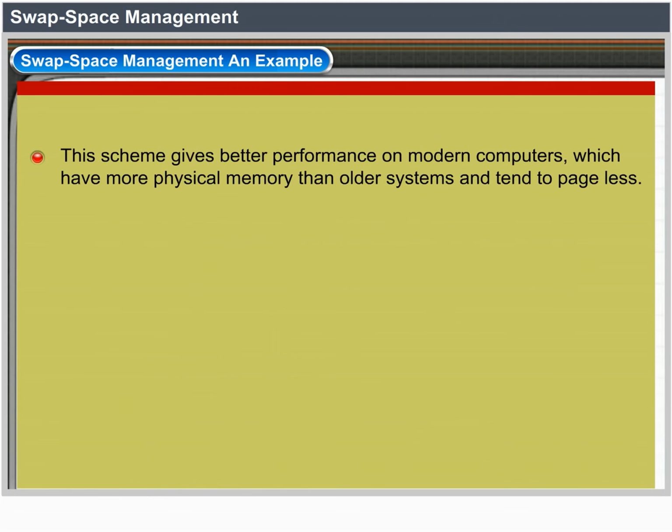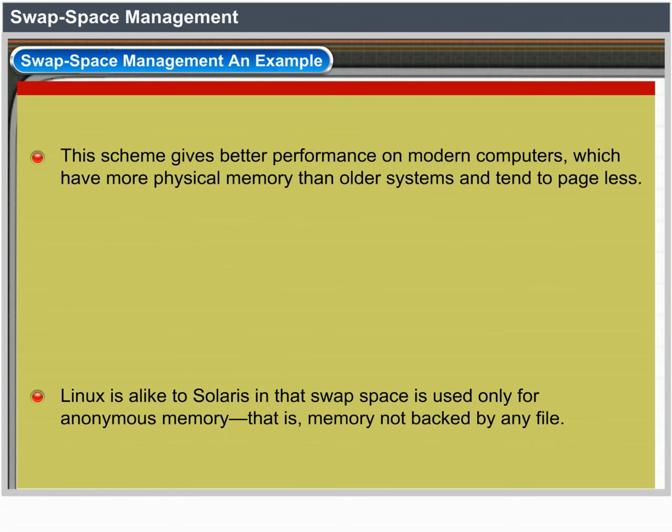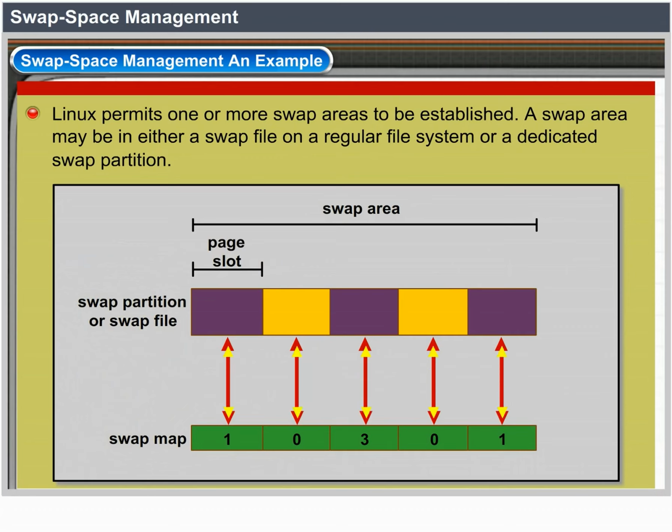This scheme gives better performance on modern computers, which have more physical memory than older systems and tend to page less. Linux is similar to Solaris in that swap space is used only for anonymous memory, that is, memory not backed by any file. Linux allows one or more swap areas to be established. A swap area may be in either a swap file on a regular file system or a dedicated swap partition. Each swap area consists of a series of 4 KB page slots which are used to hold swapped pages.